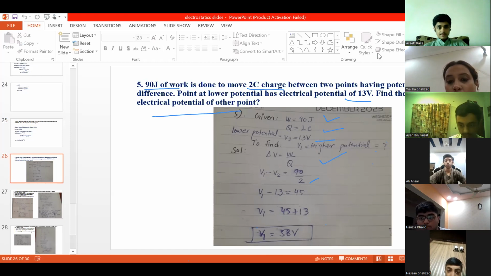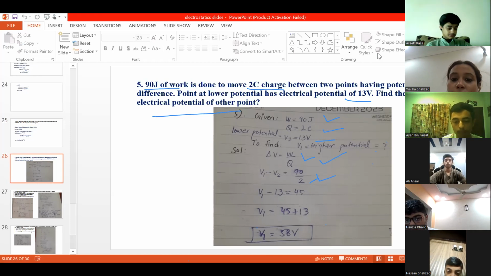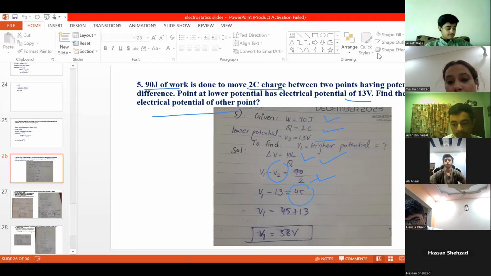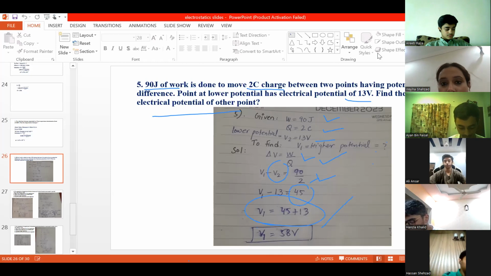So we know the formula delta V is equal to W by Q. Delta V is V1 minus V2, equal to, put the values, W is 90 and charge is 2. So V1 we write as it is. Instead of V2, put the value 13, equal to 90 by 2 gives you 45. Take the minus 13 to the other side, you will get V1 is equal to 45 plus 13. So this is equal to 58 volt. So this is the right answer.